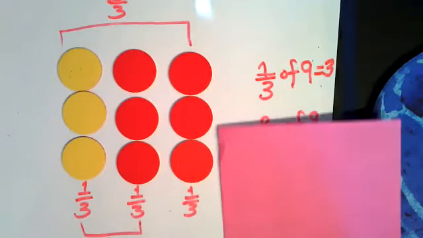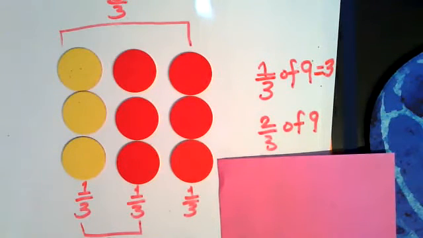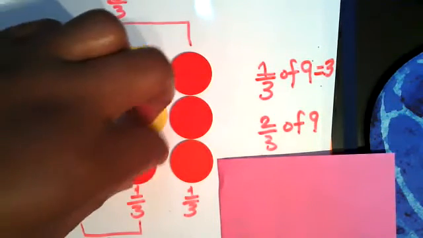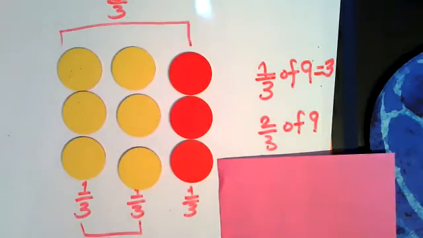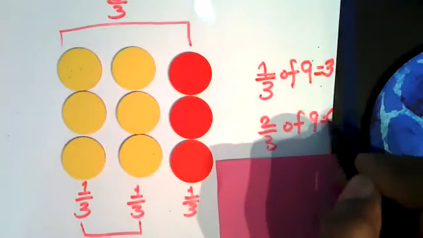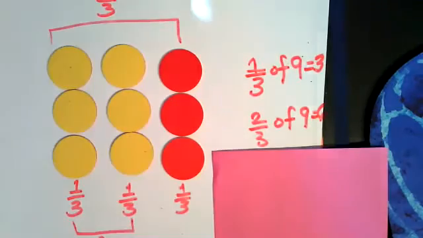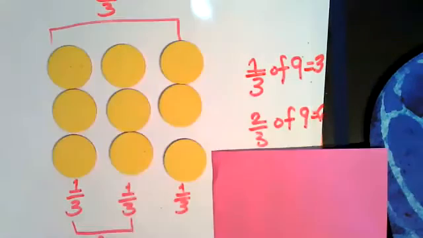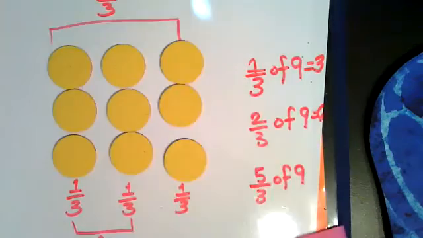Now, I want to know what 2/3 of 9 is. Well, 1/3 is already turned over, so I know I need to turn over these so that I can have 2/3. So if 1/3 is 3, 2/3 is double the amount of the 1/3, and that's going to give you 6, because 1/3 plus 1/3 is 2/3. If my next one was 3/3, then I would turn over all of them because 3/3 is the same as 1 whole. That means I have everything.